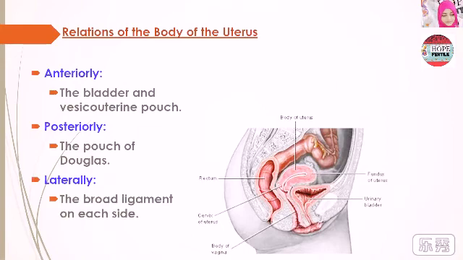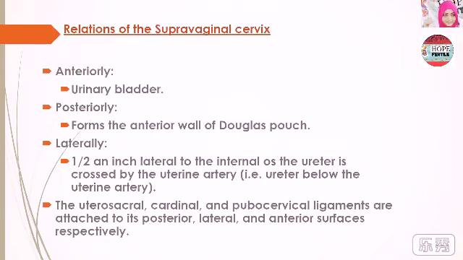So, relations of the body of the uterus. If we see, anteriorly the bladder and the vesico-uterine pouch, posteriorly the pouch of Douglas, laterally the broad ligament on each side. Relations of the supravaginal cervix: anteriorly it is the urinary bladder, posteriorly it forms the anterior wall of the pouch of Douglas, laterally, half an inch lateral to the internal os, the ureter is crossed by the uterine artery, that is, ureter below the uterine artery. The uterosacral, cardinal and pubocervical ligaments are attached to its posterior, lateral, and anterior surfaces, respectively.